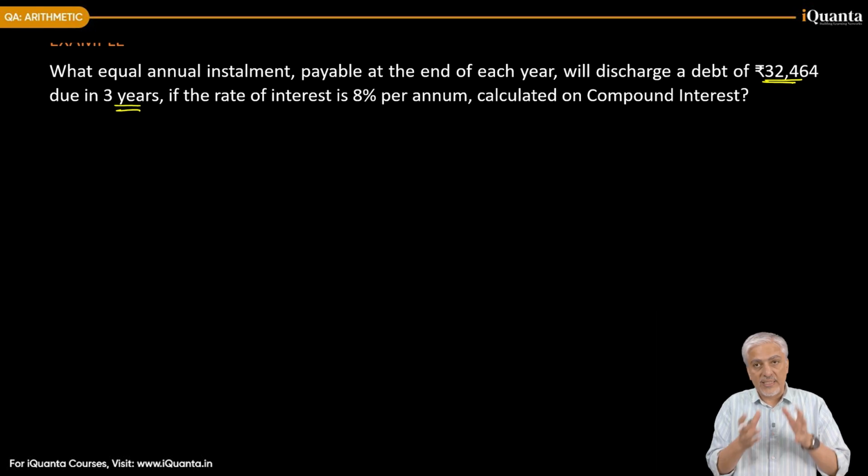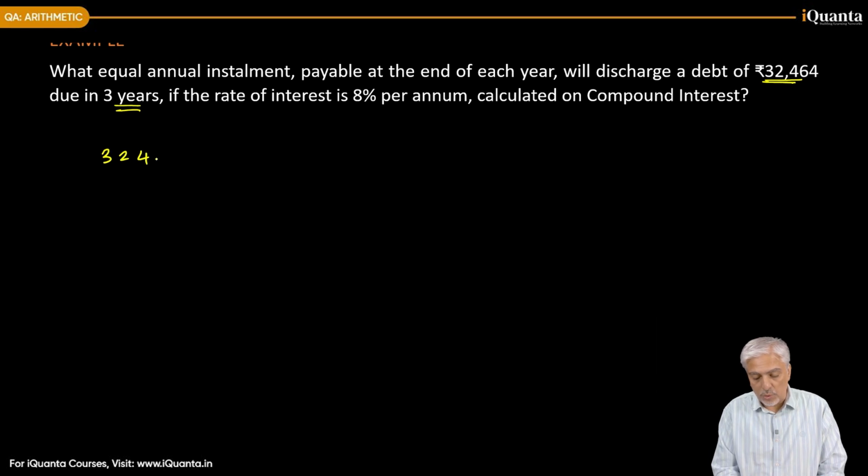That means I didn't borrow something today. I had to pay somebody 32,464 after 3 years. That means this is already my left hand side. I don't have to do any calculation on the left hand side. Very important, okay? While if the rate of interest is 8% per annum, now 3 years, that means left hand side will be same, installment is x.